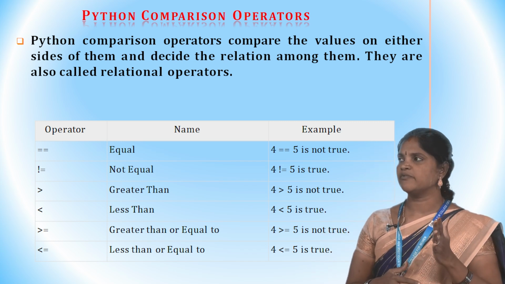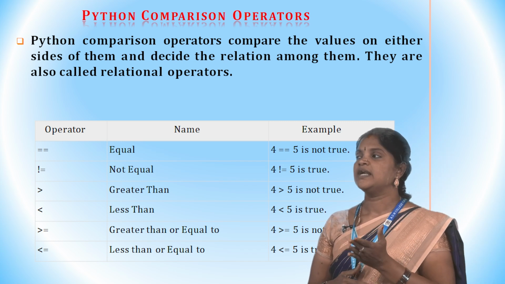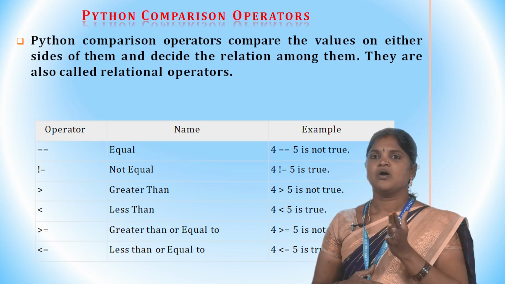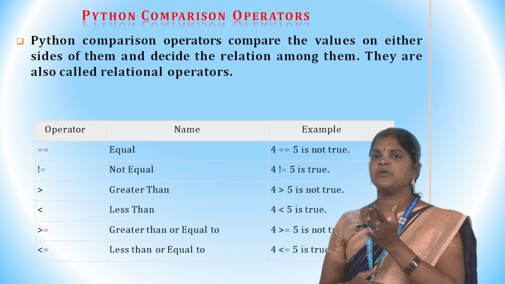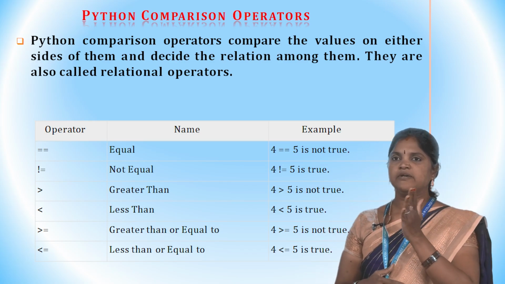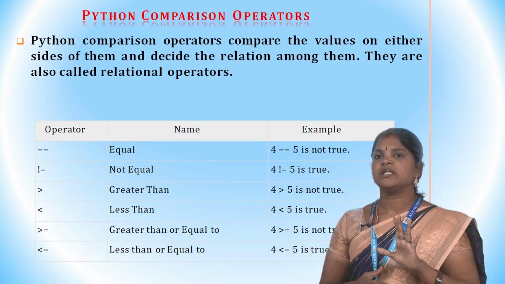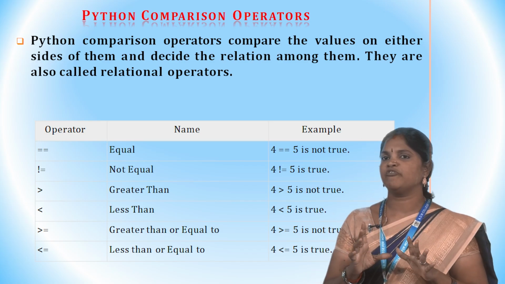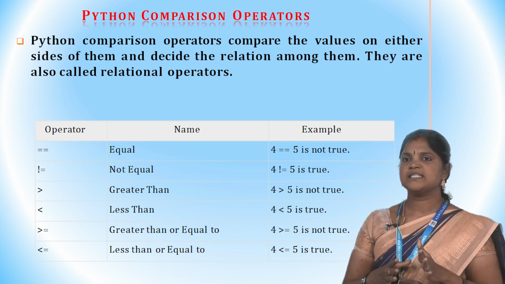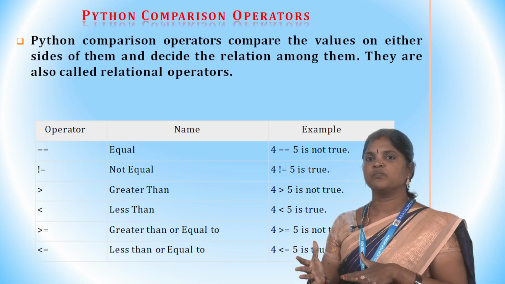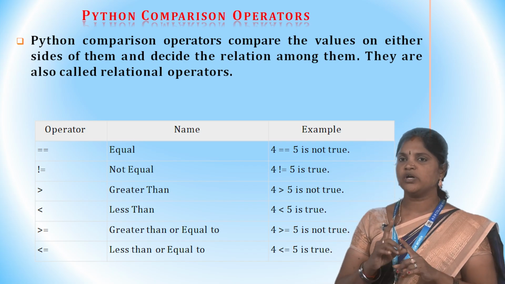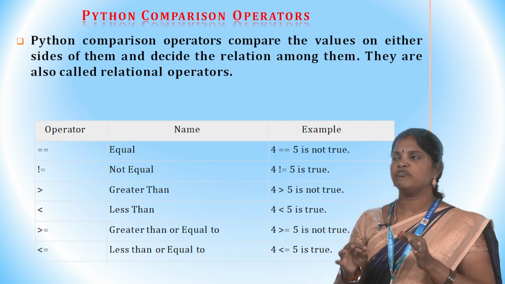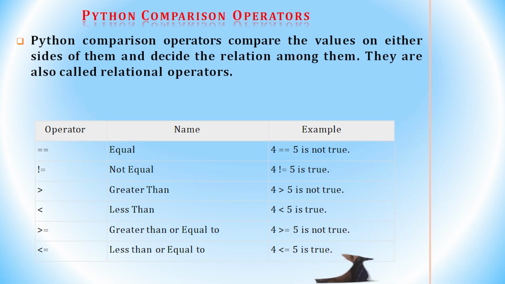These operators are equal, not equal, greater than, less than, greater than or equal to and less than or equal to. Operator equal. For example, 4 == 5 is not true. Not equal, 4 != 5 is true. Greater than, 4 > 5, which is not true. Less than, 4 < 5, which is true. Greater than or equal to, 4 >= 5, which is not true. Less than or equal to, 4 <= 5, which is true.